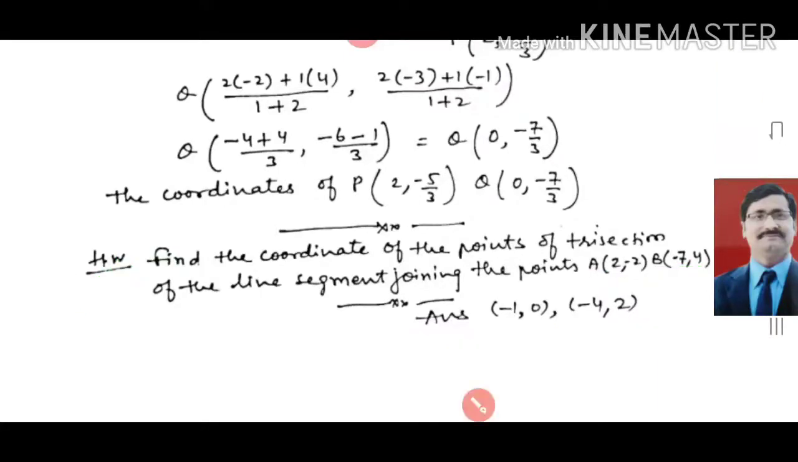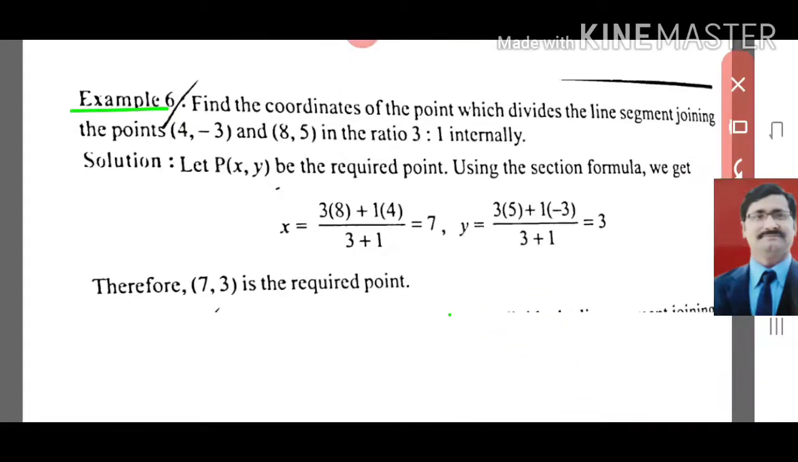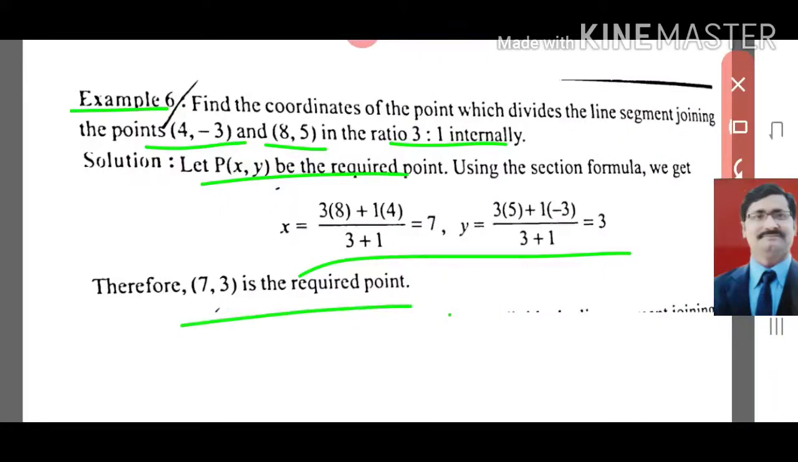Same as it is, one more. Find the coordinates of the point which divides the line segment joining the points (4, -3) and (8, 5) in the ratio 3:1 internally. Look here, this is the hint only. You will write the formula and solve, you will get the answer.